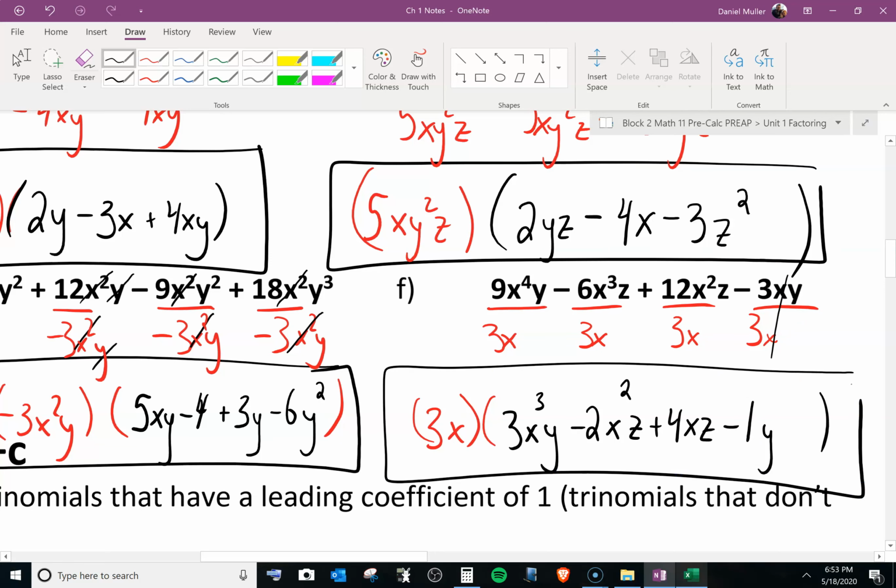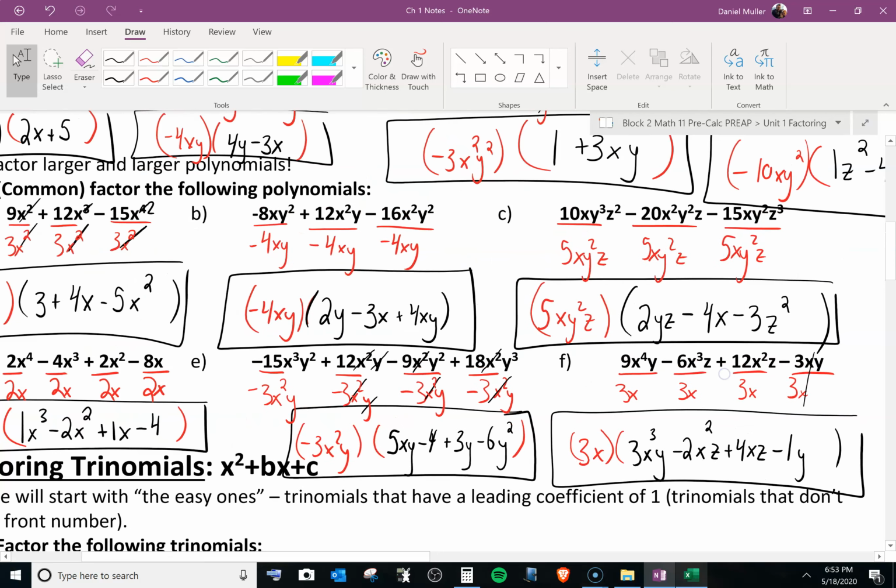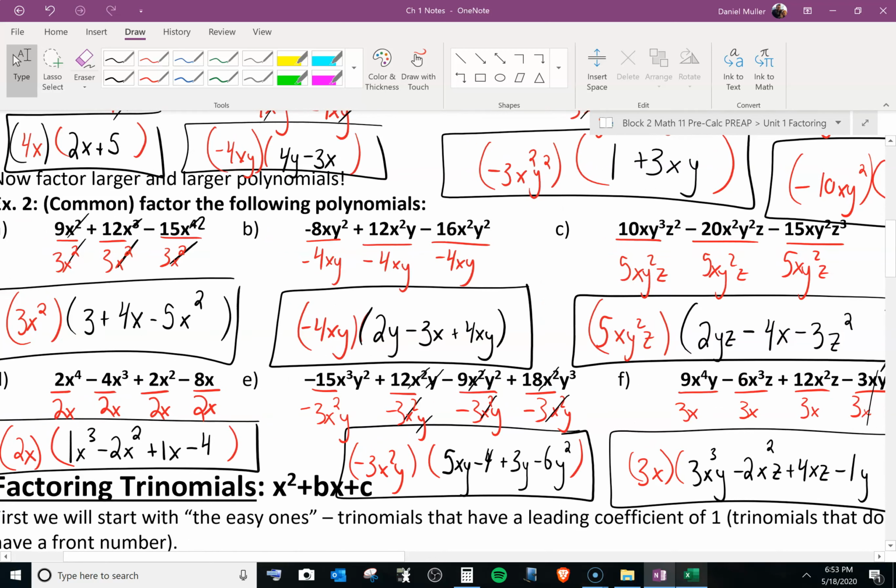Okay, so hopefully that's good practice for how to take out a greatest common factor. We've already done 2 videos here, but we're now actually going to get into how to factor trinomials in the next video.